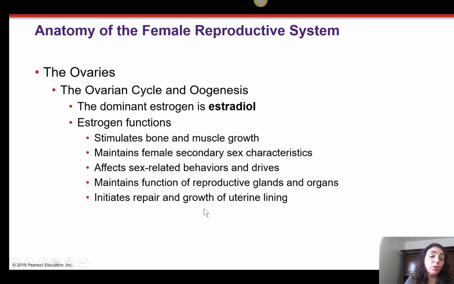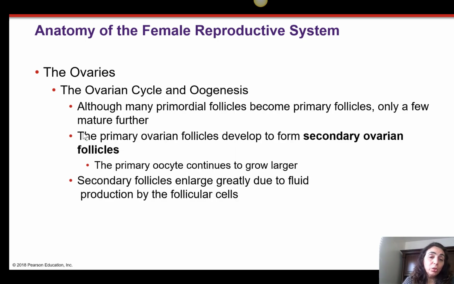And it initiates repair and growth of the uterine lining, right? That is the inside lining of the uterus that we're going to talk about. This layer of the uterus follows the changes in the level of the estrogens, and that is what is called the menstrual period, which we're going to talk about. So those were all the functions of the estrogen, right?